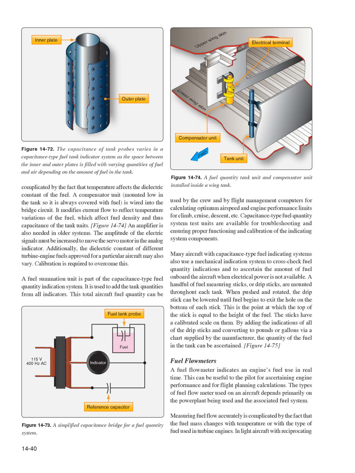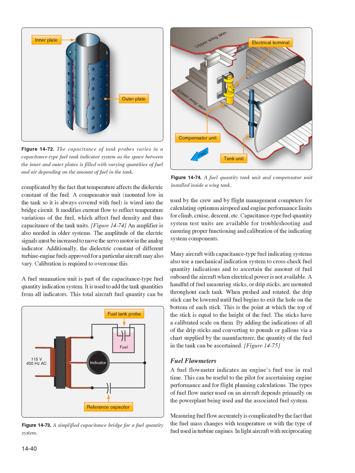A handful of fuel measuring sticks, or drip sticks, are mounted throughout each tank. When pushed and rotated, the drip stick can be lowered until fuel begins to exit the hole on the bottom of each stick. This is the point at which the top of the stick is equal to the height of the fuel. The sticks have a calibrated scale on them. By adding the indications of all of the drip sticks and converting to pounds or gallons via a chart supplied by the manufacturer, the quantity of the fuel in the tank can be ascertained.